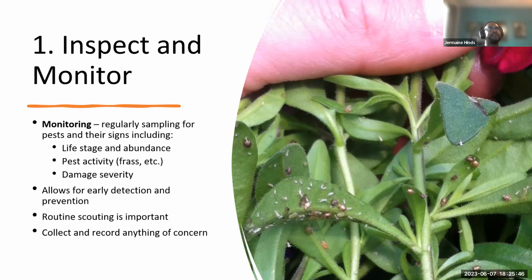So you want to do inspecting and monitoring to get an early detection of any pests that are coming in before they get a chance to establish and become a problem. So for this, routine scouting is important. You want to get in the habit of doing it every day or every other day, weekly. You want to set up a weekly or regular schedule to make sure you're checking in with these things. And so during this inspecting and monitoring process, one of the important things is collecting and recording anything of concern.